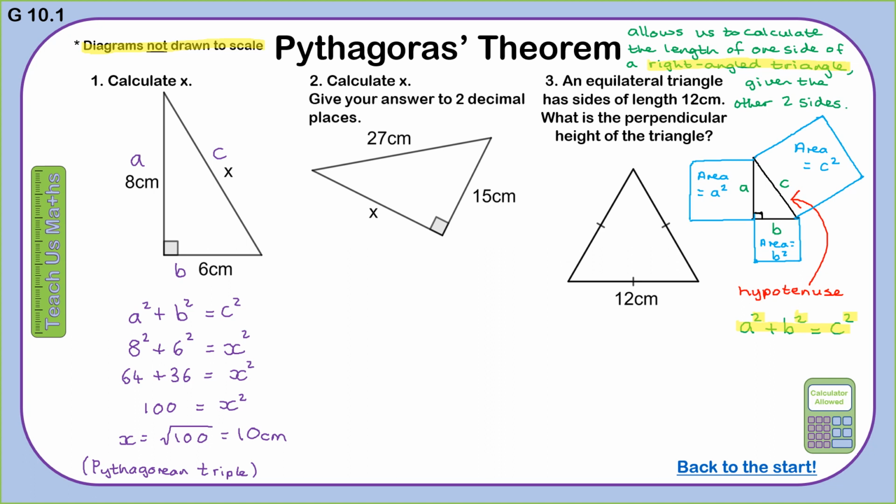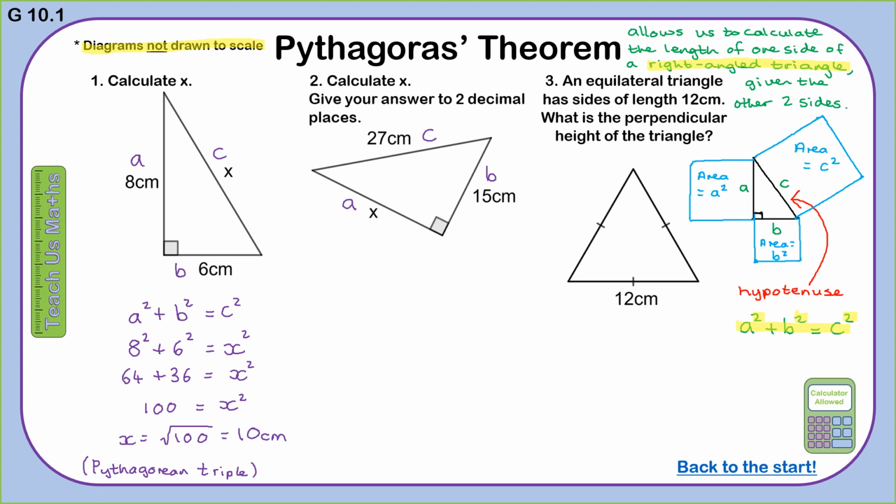Let's label the hypotenuse first. The hypotenuse is the longest side and it's always opposite the right angle. So the hypotenuse is this side here, 27 centimetres. So I'm going to label that C. So in this question, we are not calculating the length of the hypotenuse. The other 2 lengths can be labelled A and B in either order. So I'm going to label this length here, the one we need to calculate, as A, and the 15 centimetres as B.